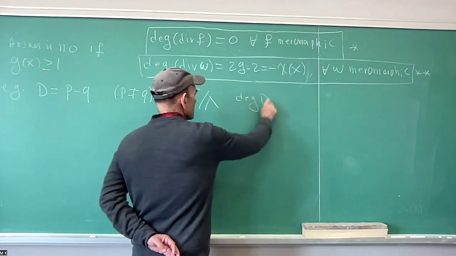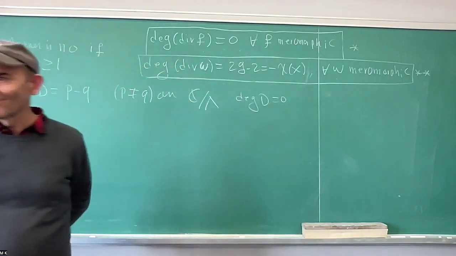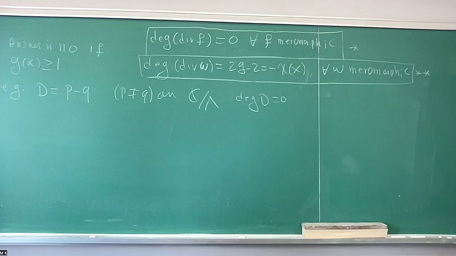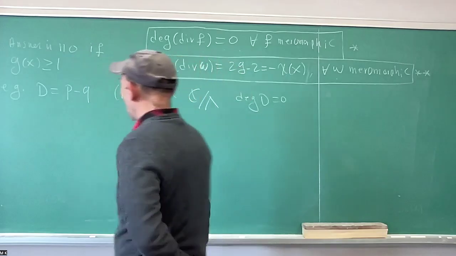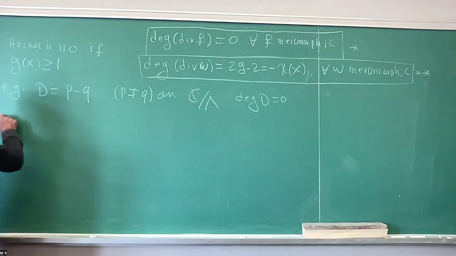In the case of the Riemann sphere, we didn't specify that P is not equal to Q. No, P has to be different from Q. If P is equal to Q, then that divisor is 0, and the 0 divisor is the divisor of the 0 meromorphic function. So the answer is yes, even in that case. That's a good comment. So we have the degree of D equal to 0 in this case.